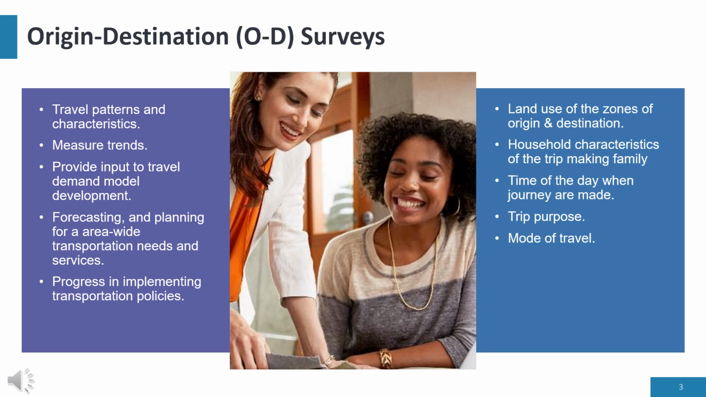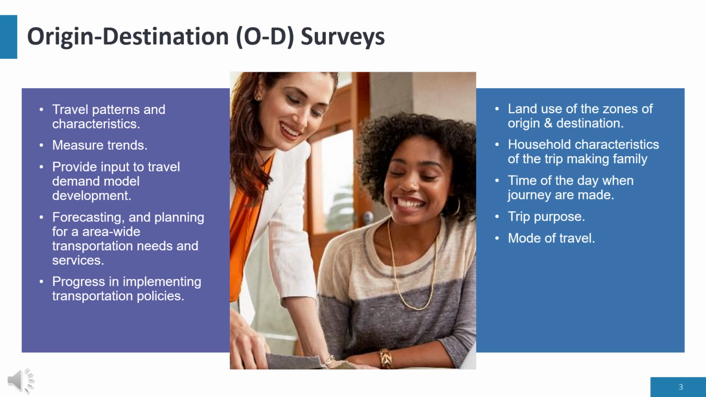These are the probable questions when you do a survey on the origin destination. One, travel pattern and characteristics. Two, measure trends. Three, provide inputs to travel demand model development. Four, forecasting and planning for our area-wide transportation needs and services. Five, progress in implementing transportation policies.